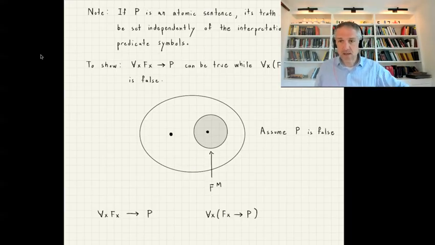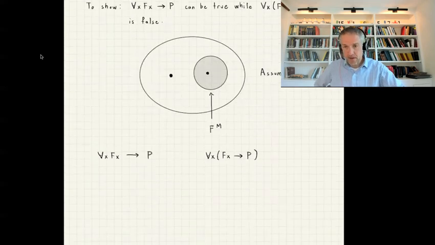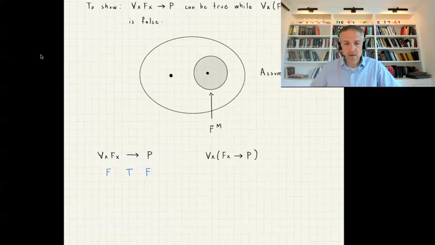So now let's evaluate the truth value of the premise. The premise says, if for all x, fx, then p. The sentence for all x, fx is false. However, the sentence p is also false by assumption, which makes the whole conditional true. So that sentence is true. Okay, the second is a little more tricky.